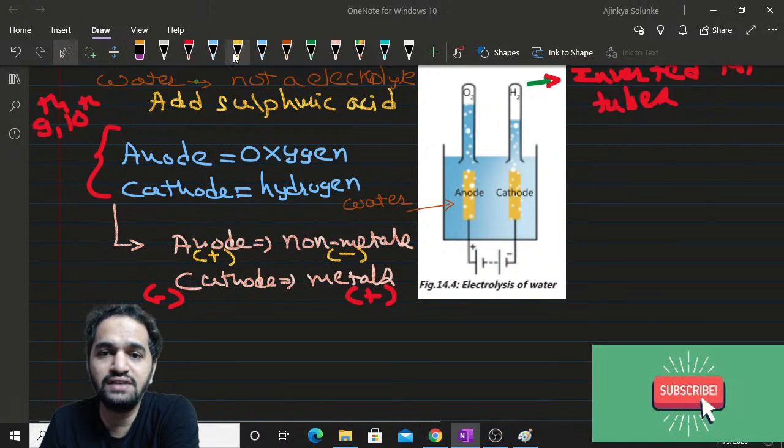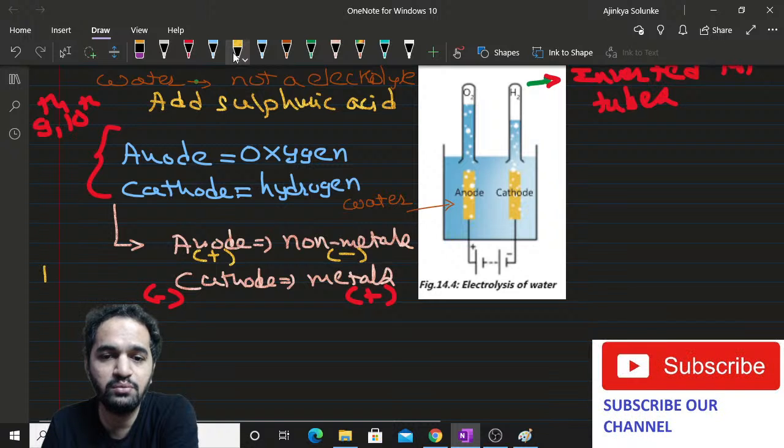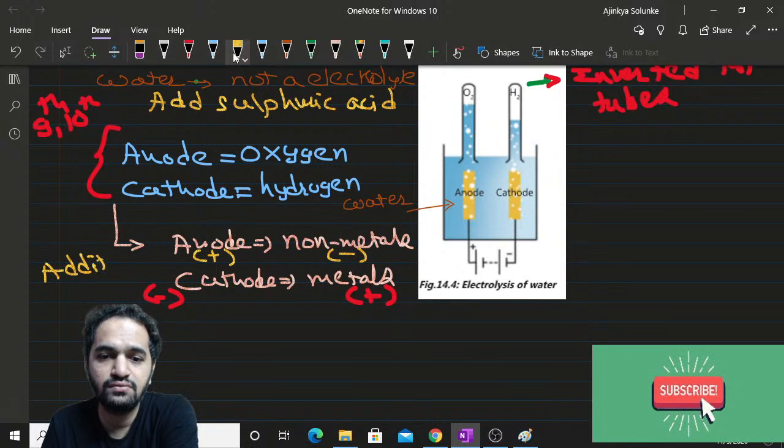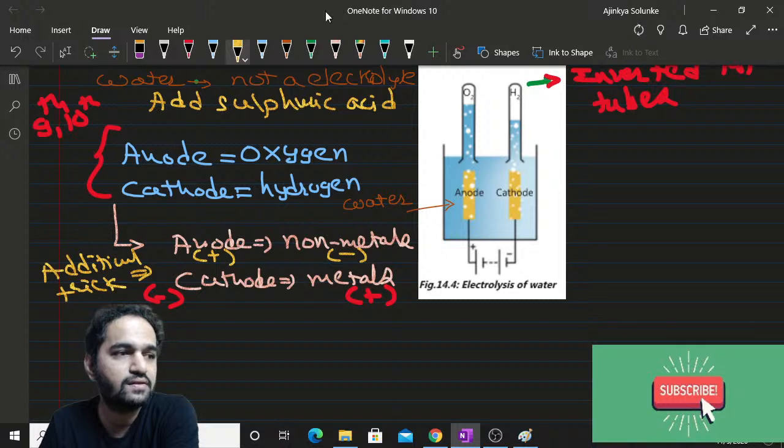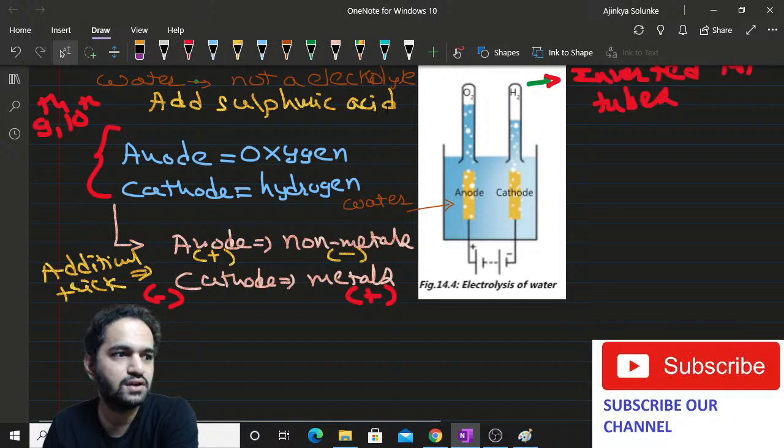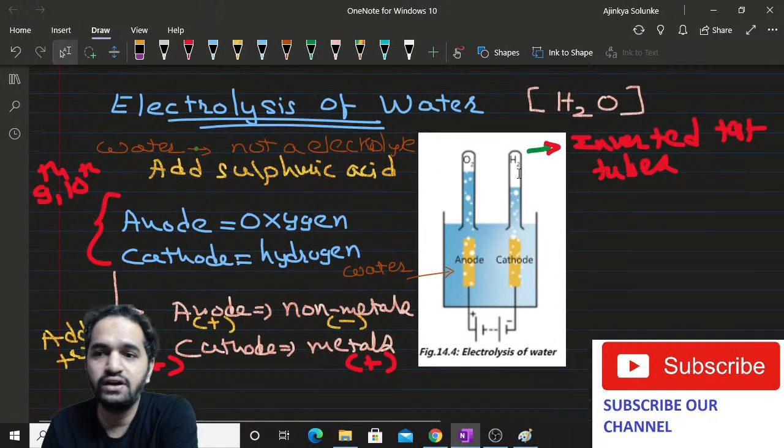So if you are not understanding this, that is totally fine. But I am giving you one simple trick to remember. An additional trick. This is not in your syllabus. This is just an additional trick. Okay. Now let us move ahead.